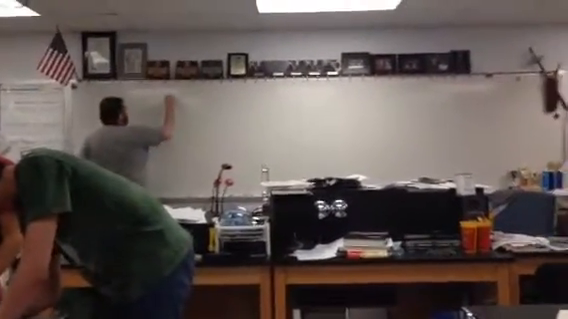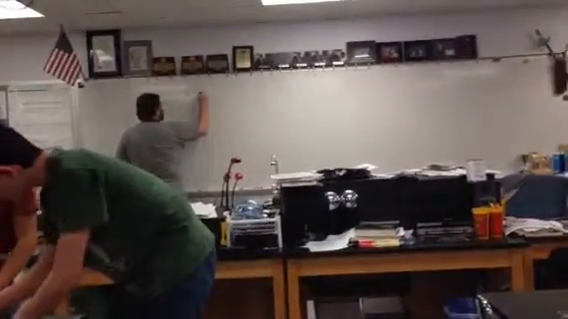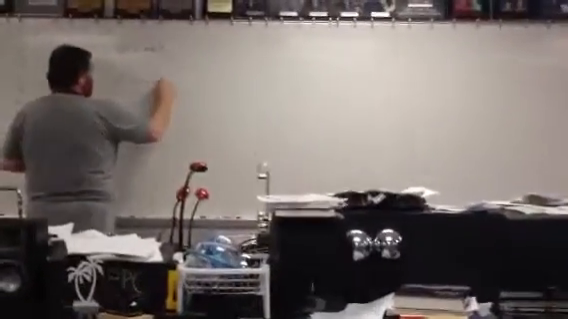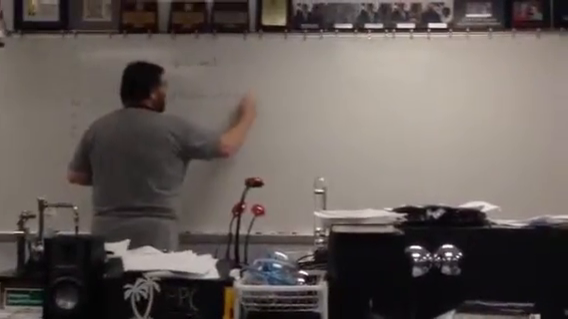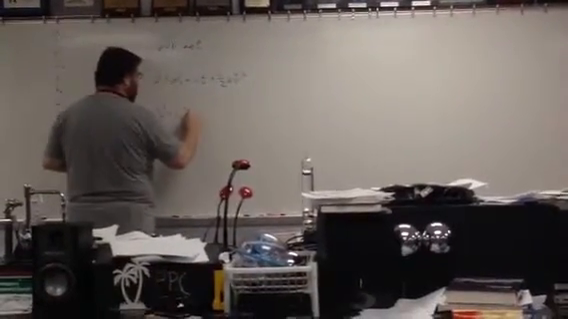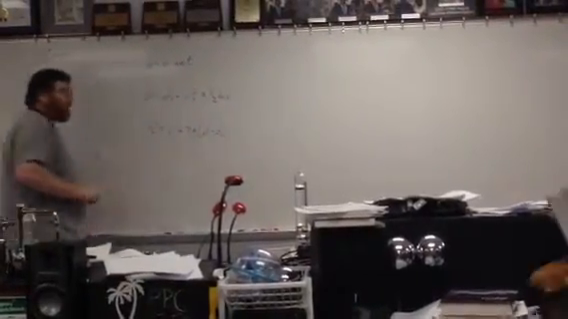What are the kinematic equations that we use? Vf equals Vi plus at. Vf equals Vi t plus 1/2 a t squared. And Vf squared equals Vi squared plus 2a times d minus d naught.